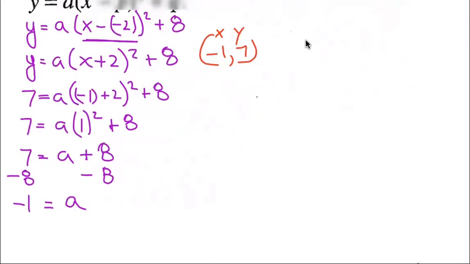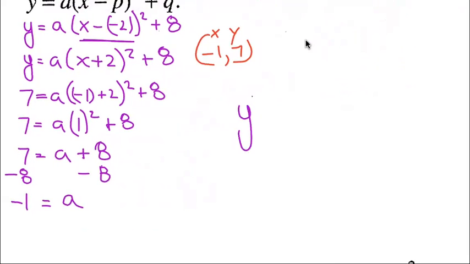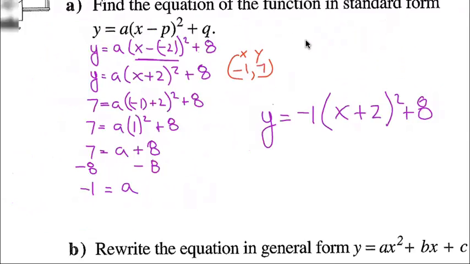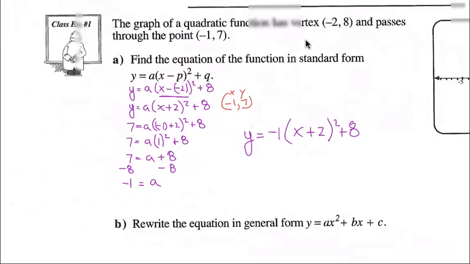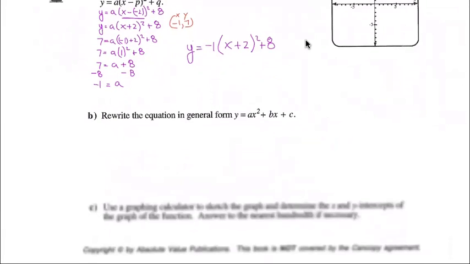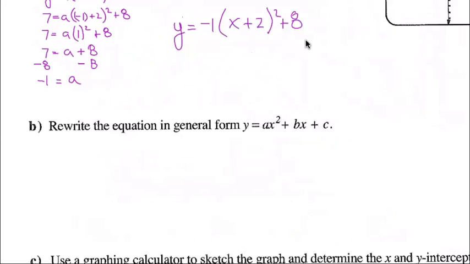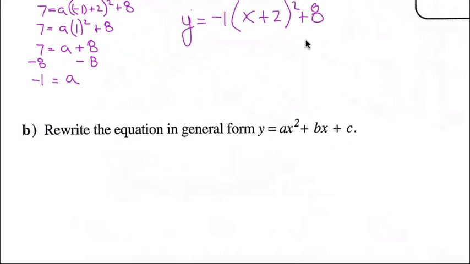Now that I have a, I can simply rewrite my equation. y is equal to -1, which is my a, and then x minus p, which was minus the -2, so that's plus 2, squared plus 8. And that would be complete. The graph over here, I think, is for question C, using a graphic. Yeah, so question B: rewrite the equation in general form.